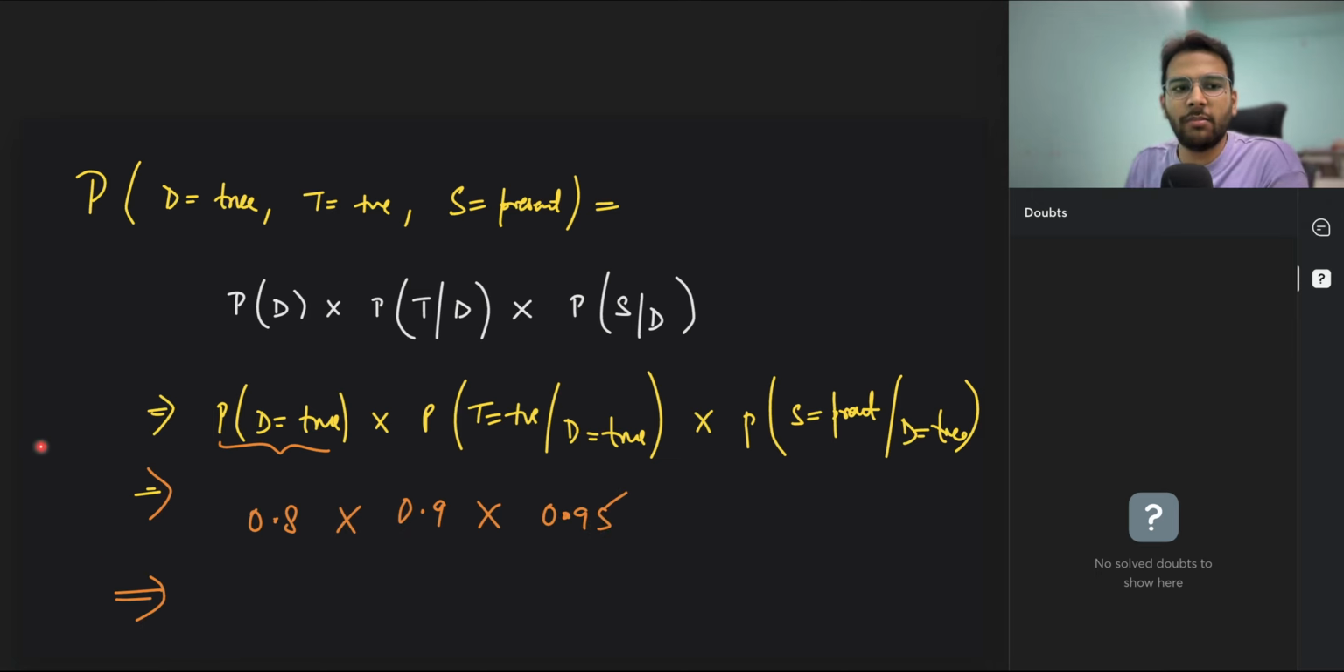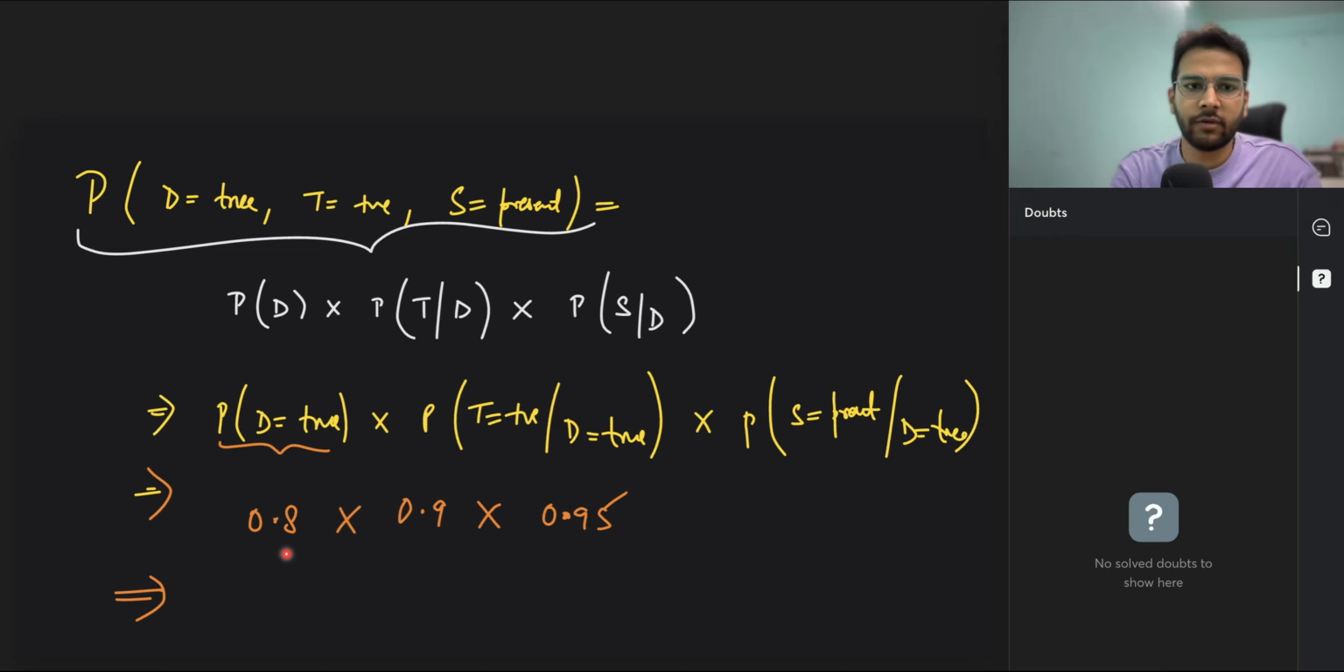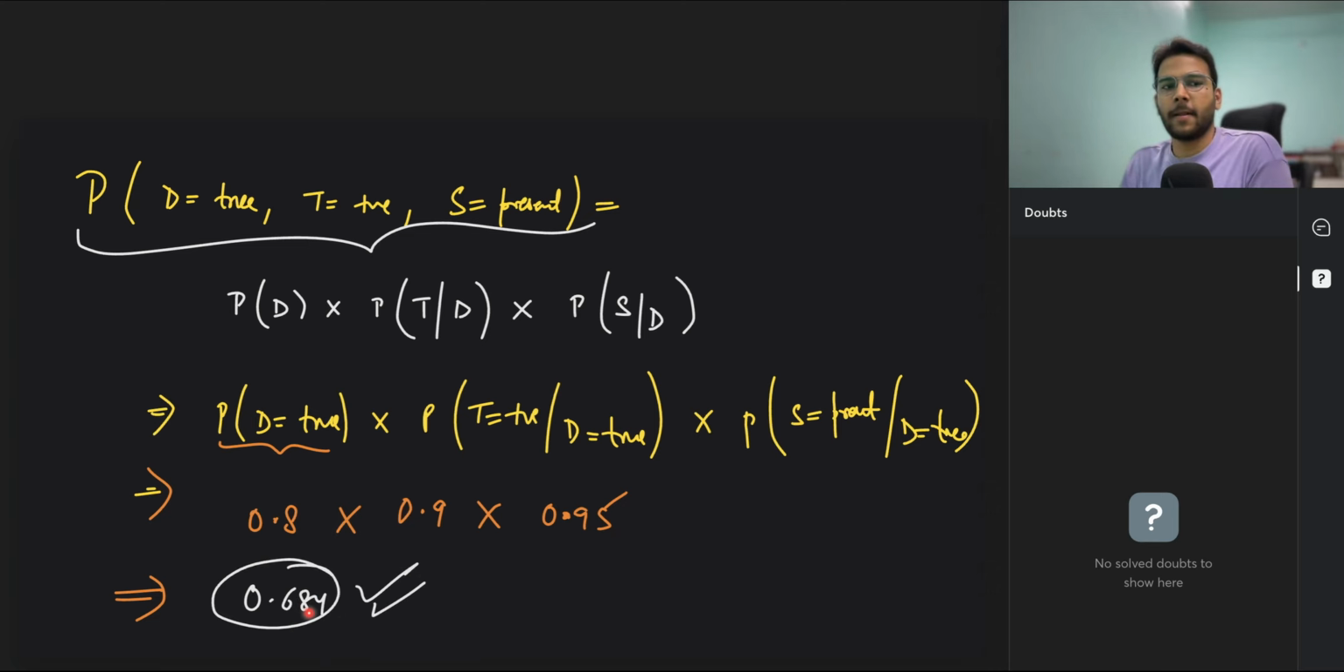And whatever value, can you tell me using the calculator what will be the answer for this particular scenario? Anyone? Just use the calculator, or let me just use it. 0.8 multiply 0.9 multiply 0.95. It is 0.684, right? Yeah. 0.684. That is the answer.